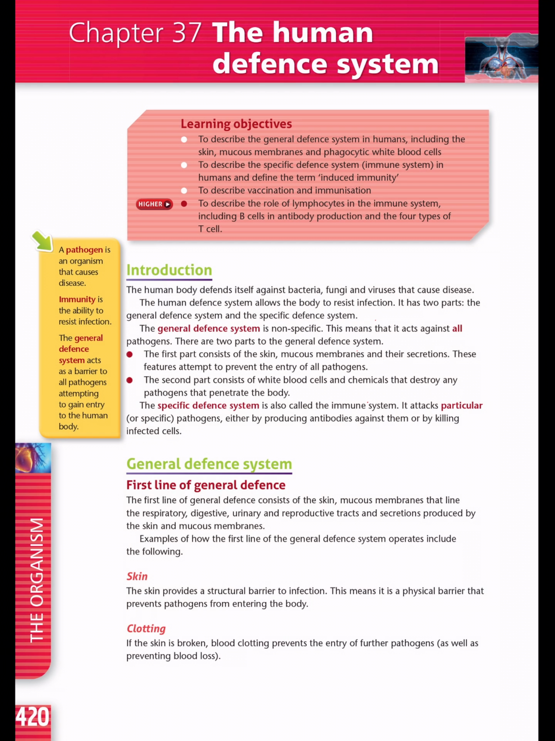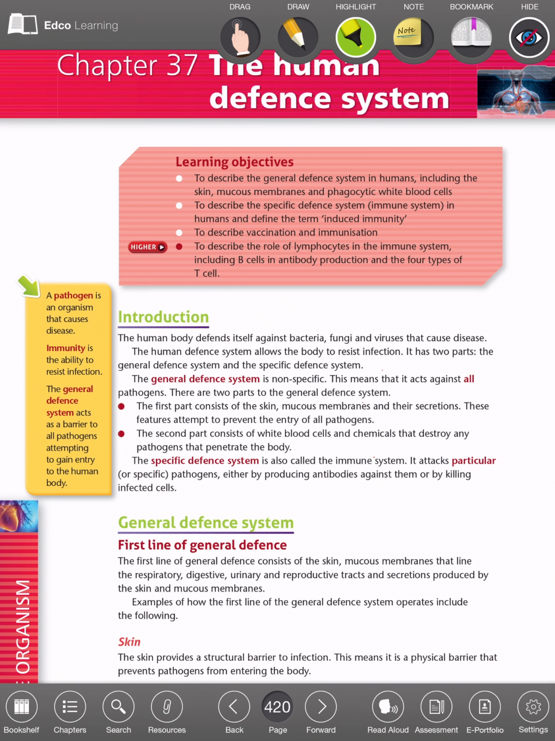Okay, so just back to the book here for a second. So we have our introduction to the human defense system, and as you can see on the left hand side, there are three very important definitions. Okay, so these here are really important, so you have to take those into your copy. Now if you just go through this, in the human body, it defends itself against bacteria, fungi and viruses that cause disease. Okay, so very applicable to what is currently happening with the whole COVID-19 situation.